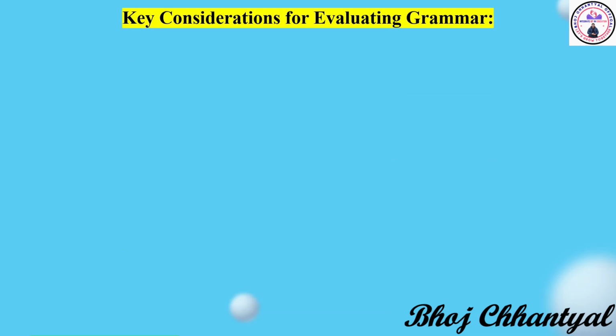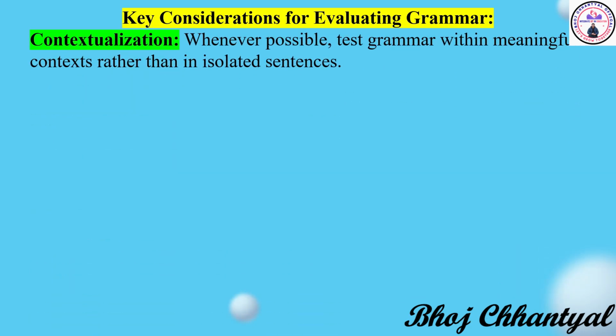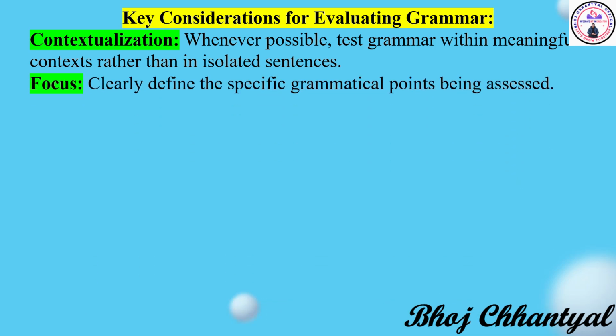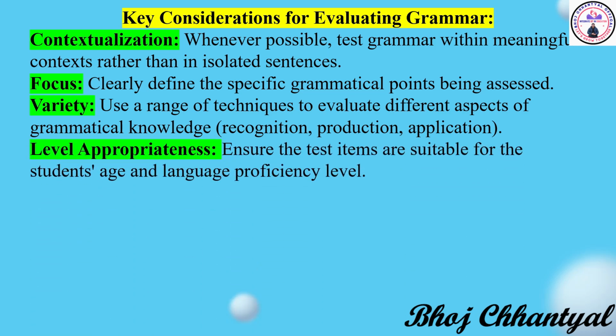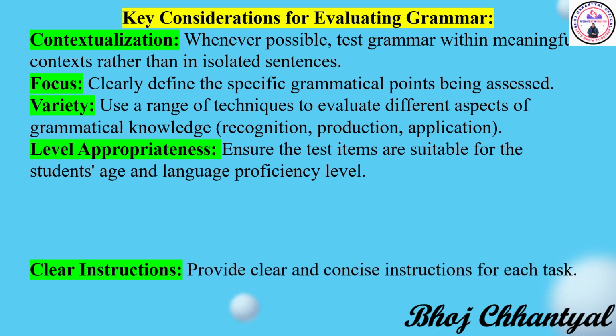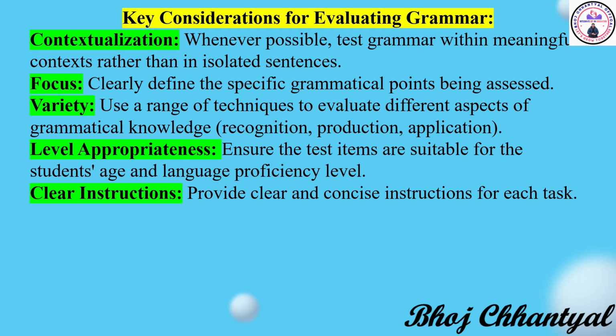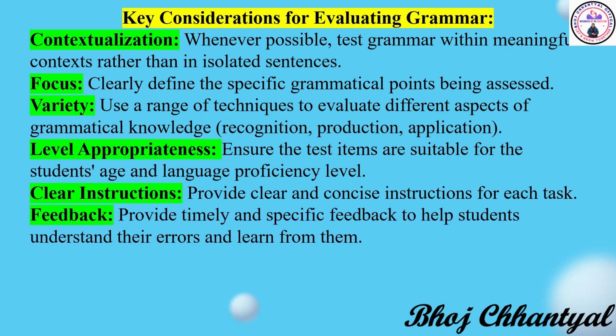Key considerations for evaluating grammar. Contextualization. Whenever possible, test grammar within meaningful contexts rather than in isolated sentences. Focus. Clearly define the specific grammatical points being assessed. Variety. Use a range of techniques to evaluate different aspects of grammatical knowledge: recognition, production, application. Level appropriateness. Ensure the test items are suitable for the students' age and language proficiency level. Clear instructions. Provide clear and concise instructions for each task. Feedback. Provide timely and specific feedback to help students understand their errors and learn from them.